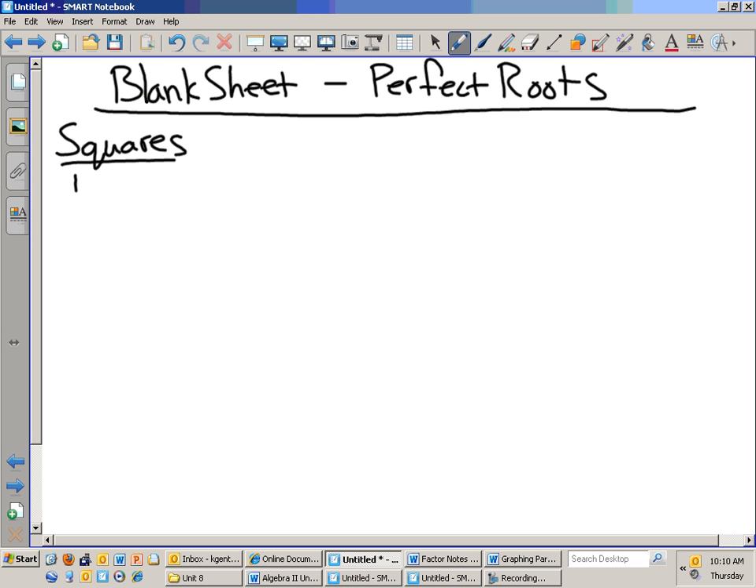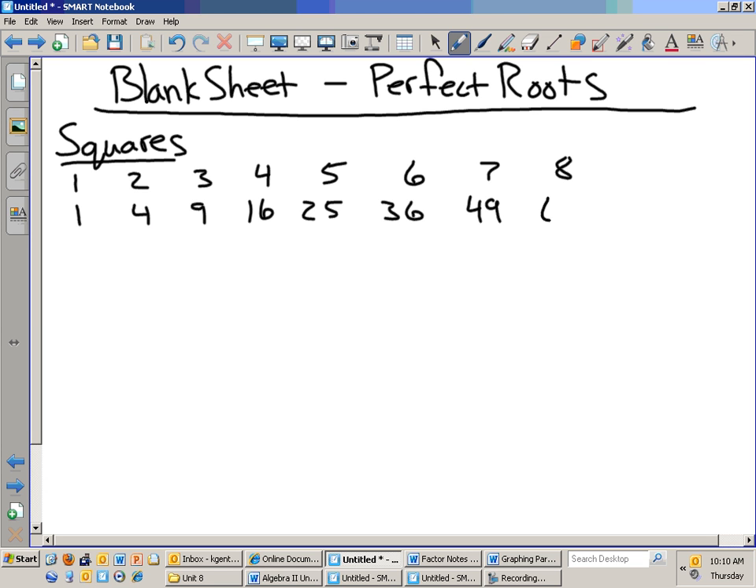One squared is 1. 2 squared is 4. 3 squared, 9. 4 squared, 16. 5 squared, 25. 6 squared, 36. 7 squared, 49. 8 squared, 64. 9 squared, 81. And 10 squared, 100.